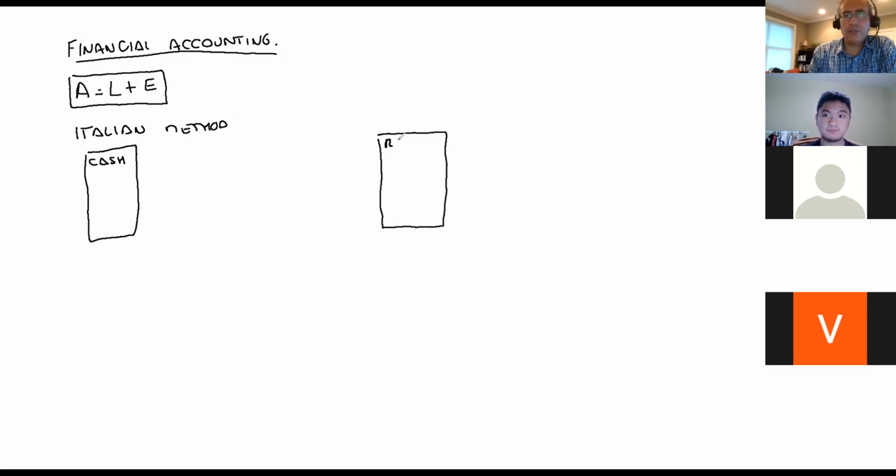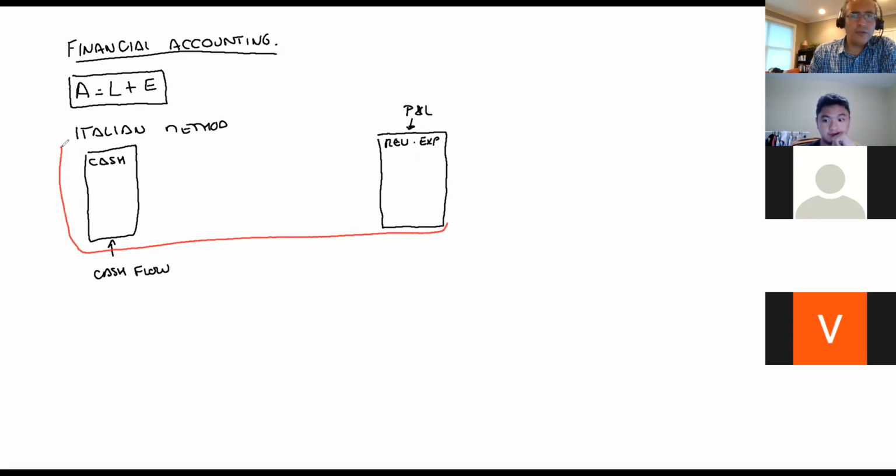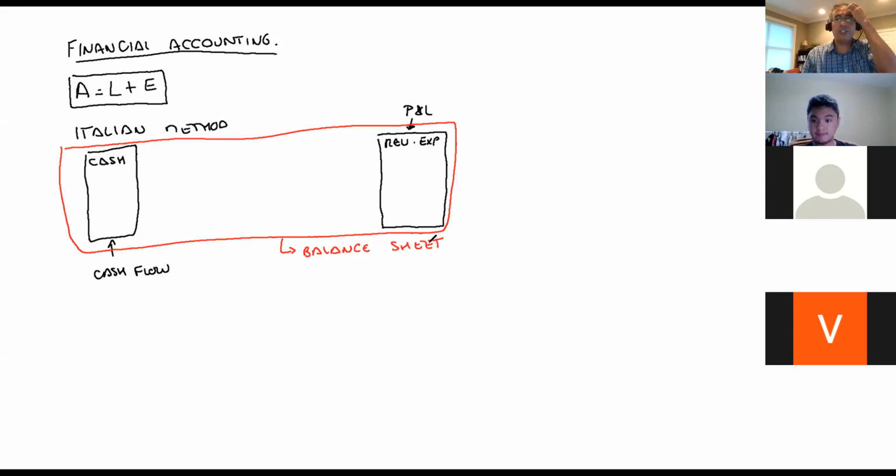And then in this part here, we have the revenues and expenses, remember that? So this is going to be your P&L. This is going to be your cash flow. And if we consider all the things together, it's going to give you the balance sheet. Right? So this is what we are doing now.